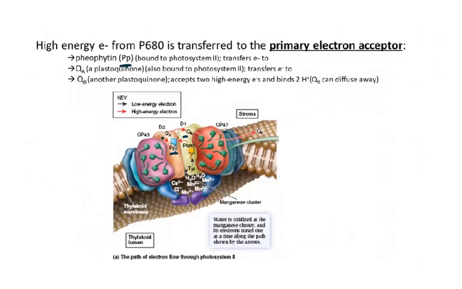Okay, so P680 regains its electron from water, but where does this high energy electron go? The high energy electron from P680 gets passed to sequentially more electronegative molecules. So it gets passed to pheophytin, and then some plastoquinones, QA and QB, and eventually QB is mobile. So QB, one of these plastoquinones, accepts the high energy electrons, and then it diffuses away. So it starts moving along the thylakoid membrane, diffusing away from photosystem 2.